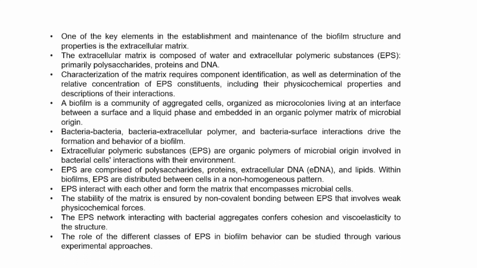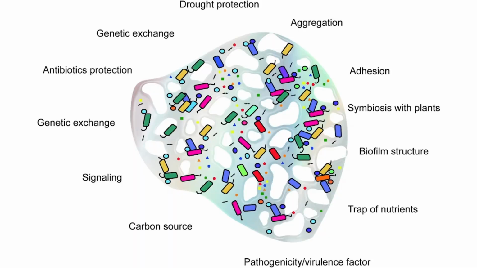So what is the role of the different classes of EPS in biofilm behavior? It can be studied through various experimental approaches. Some studies are very actively working on the role of these extracellular polymeric substances in biofilm behavior. How does the biofilm behave? So these are basically all the features of the biofilm. There's genetic exchange, drought protection, they can aggregate, and it helps in adhesion and cohesion. It also helps in gaining a symbiotic relationship with plants.